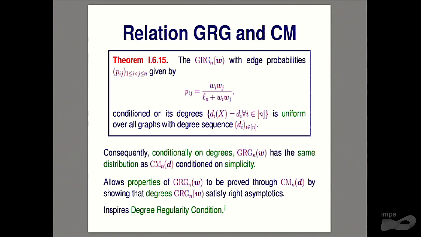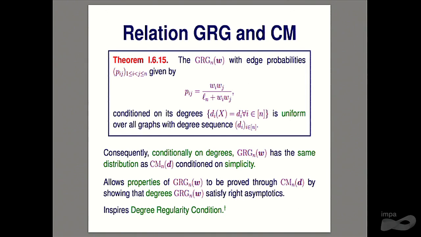Okay? So I have this generalized random graph with the edge probabilities that I've still written here. Now I condition on every degree in the graph. Conditionally on that very complicated event, the resulting graph turns out to be uniform at random from the collection of all graphs with the same degree structure. So in particular, it's the same as the configuration model conditioned on simplicity. That's a pretty nice connection.